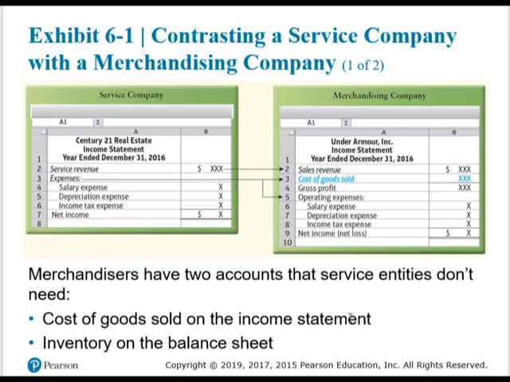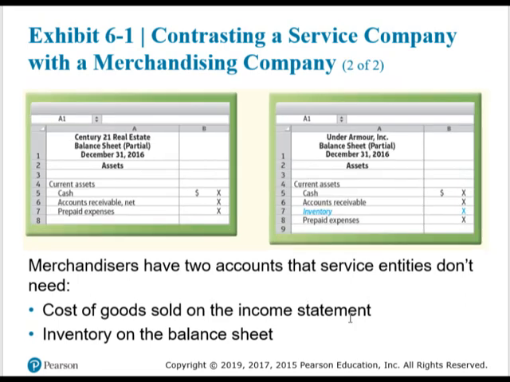In the last chapter, we talked about merchandising companies without actually calling it that. This slide contrasts a merchandiser with a service business. We talked about an account called cost of goods sold last time. This chapter will give you a better understanding of that account. Cost of goods sold appears on the income statement and inventory on the balance sheet.